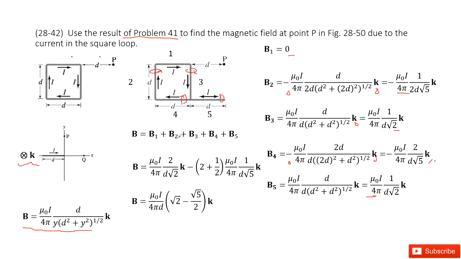Now we add these vectors together, and we find B3 plus B5, right? These two magnitudes are the same, so you just multiply by 2 there, right? And then plus B2 and B4, you get it there. Both of them are in the negative direction, right? And then you just organize and simplify it, and you get the answer there.